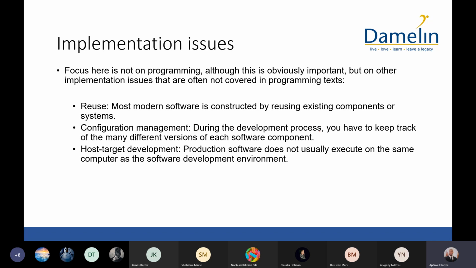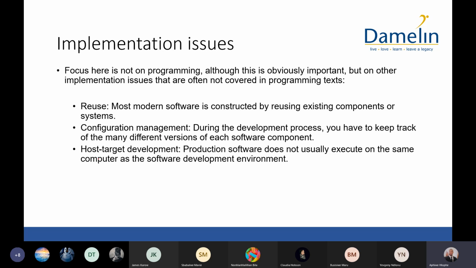During the development process, you have to keep track of many different versions of each software component. So how do you, during implementation, because there are different developers working on a system, keep track of changes? Okay, those are some of the issues you're going to face.